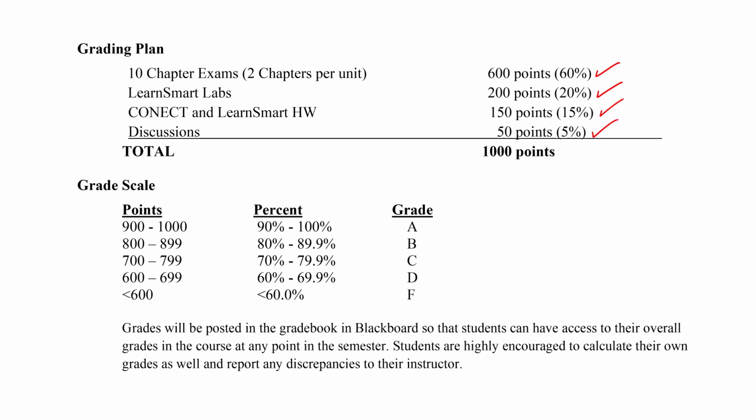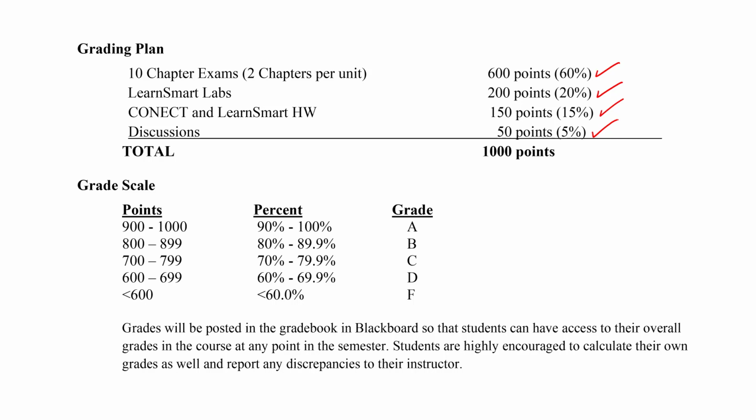Don't blow off these discussions. 50 points is a half a letter grade, okay? So if you would have had a B at 850 points and you did all your discussions, you'd have 900 points and you would get your A. Nothing's given, okay? And you darn sure don't get anything given to you if you don't do all the assignments.